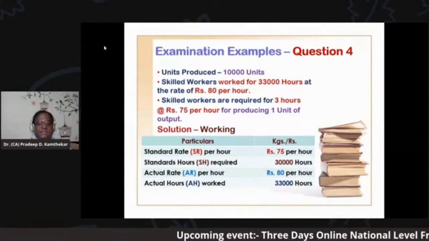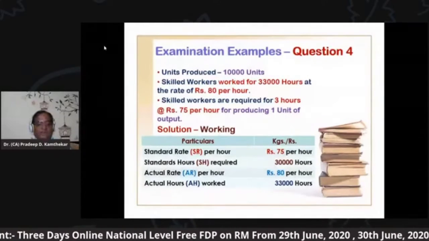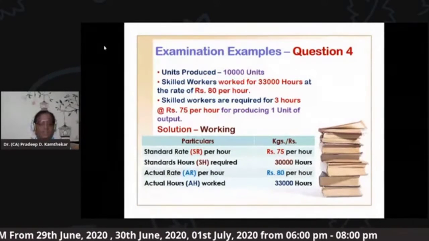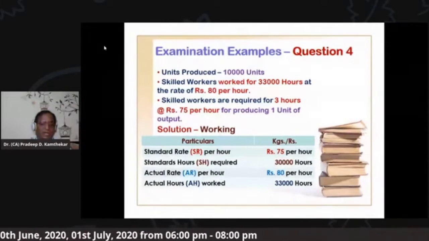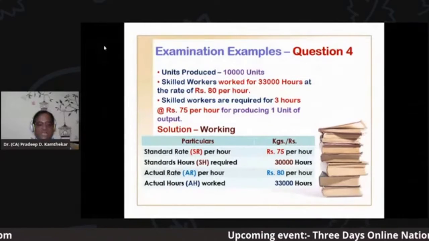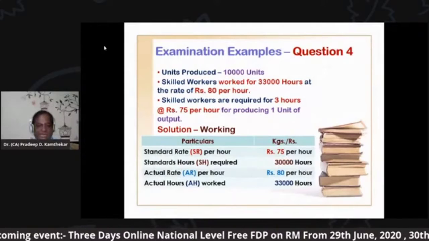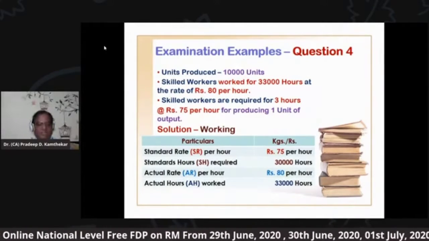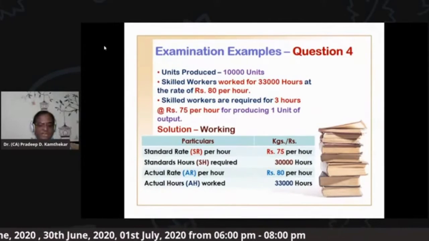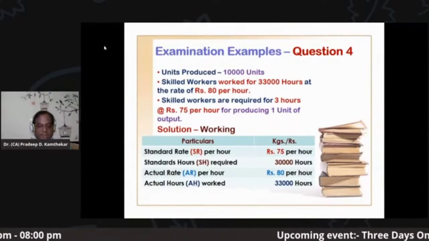Then the problem says skilled workers are required to work for 3 hours at the rate of 75 rupees per hour for producing 1 unit. Now, as I said, whenever the standards are given to you for say 1 unit or 10 or 100 or any number of units, we have to always first calculate the standard for the actual production. So here what is standard? Standard rate and standard hours. Standard rate is given as 75 rupees per hour, so you see that in the first line of the table. But the standard hours that we have to calculate here will be like this.